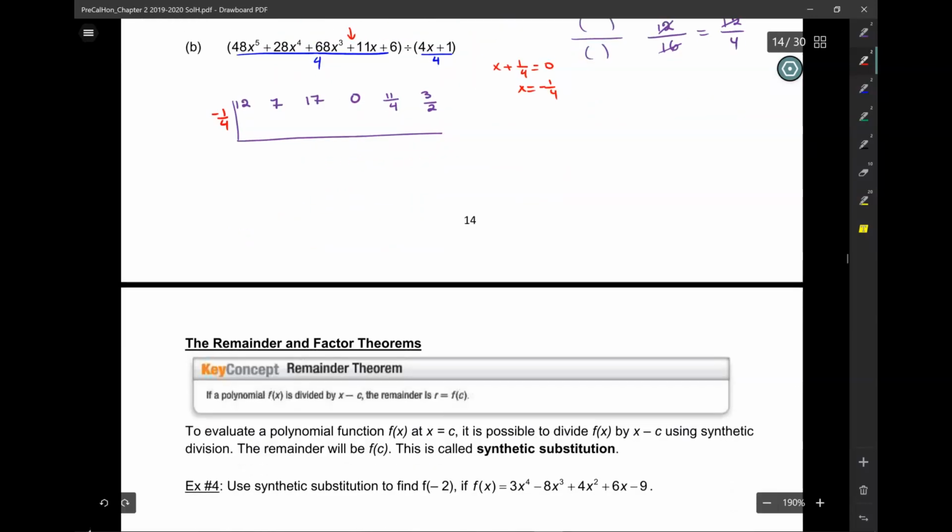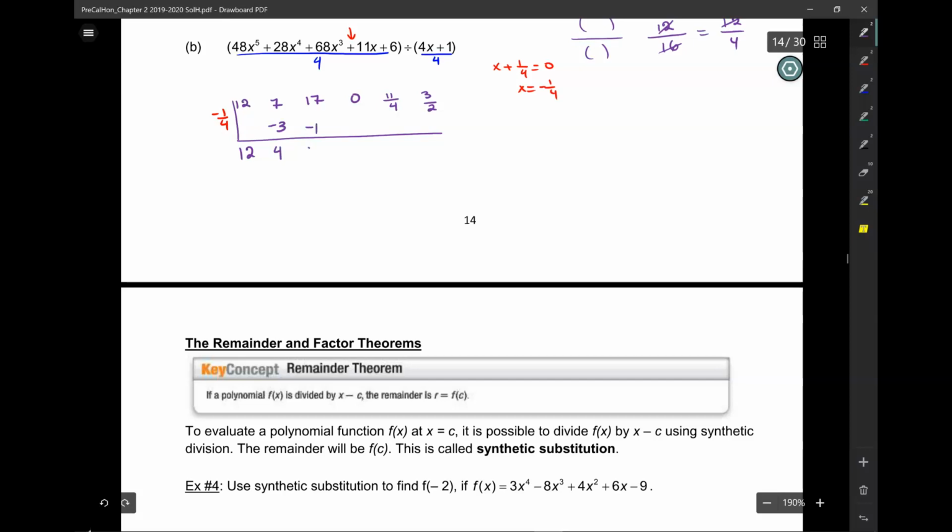And then everything else is the same. 12 comes down. Multiply by 1/4, negative 3. Add. Multiply by that, negative 1.